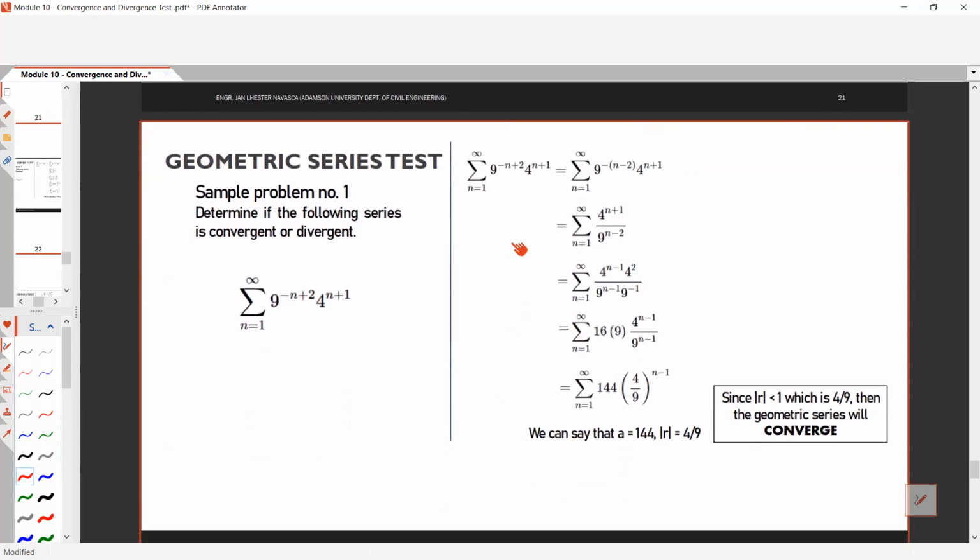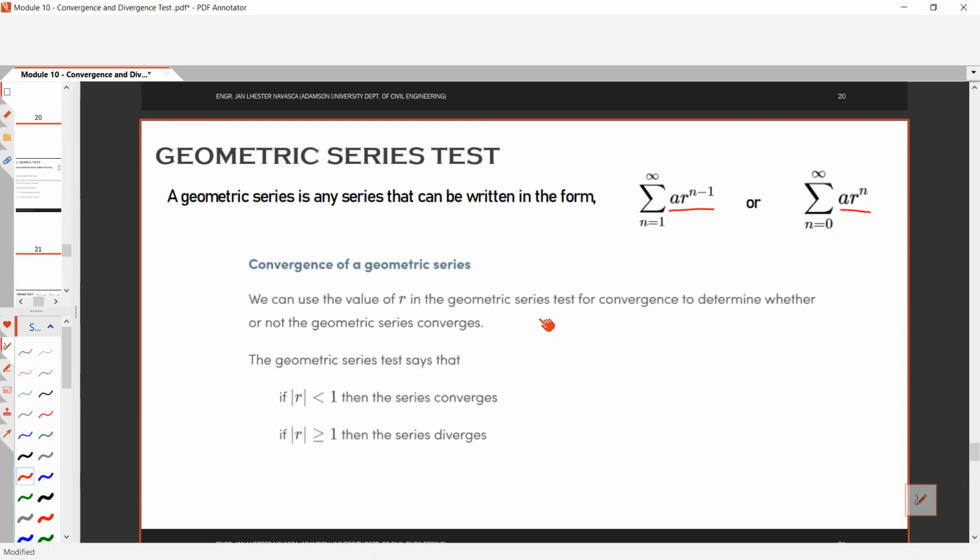Okay, sample problem number 1. Determine if the following series is convergent or divergent. The only thing we will do is simplify the series into the form a times r raised to n minus 1, or a times r raised to n, where a is any constant value and r is also a constant.